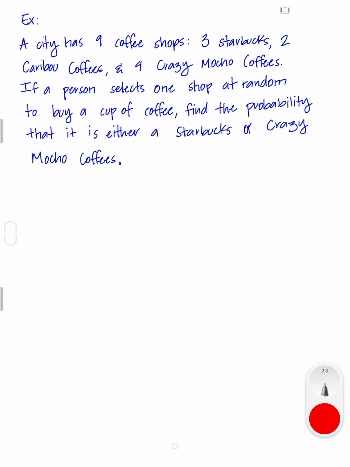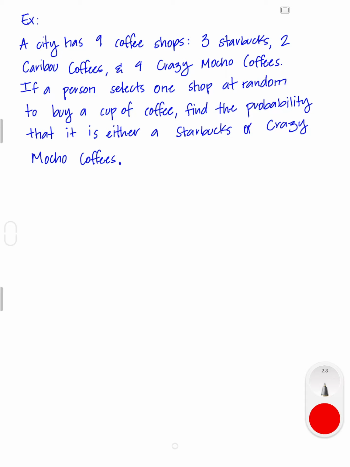Okay, so for this problem, we are going to find the probability of some mutually exclusive events. For this one, it says that a city has 9 coffee shops: 3 Starbucks, 2 Caribou Coffees, and 4 Crazy Mocha Coffees. If a person selects one shop at random to buy a cup of coffee, find the probability that it is either a Starbucks or Crazy Mocha Coffees.